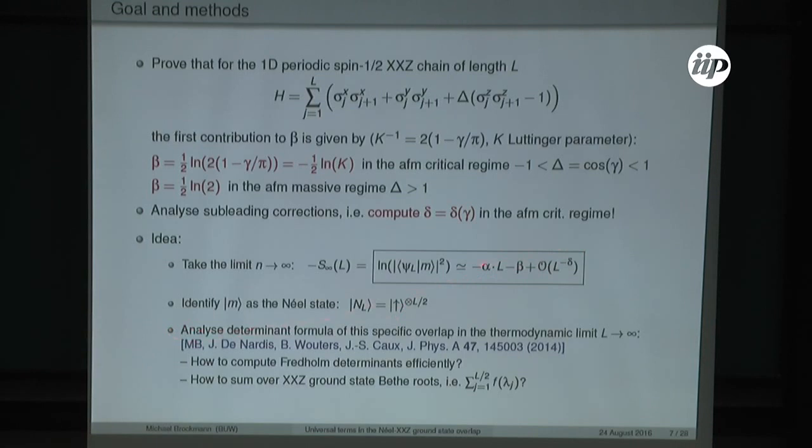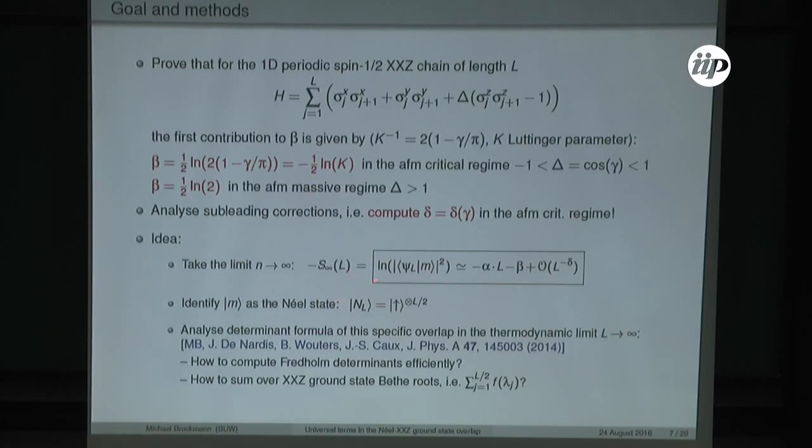We identify as the state maximally overlapping with the ground state the Néel state, which is indeed true. You can check it by finite size analysis. It is always, for any system size, a state which has a maximal overlap with the ground state of XXZ. And I will show you that there is an efficient formula for this overlap, which can be analyzed in the thermodynamic limit.